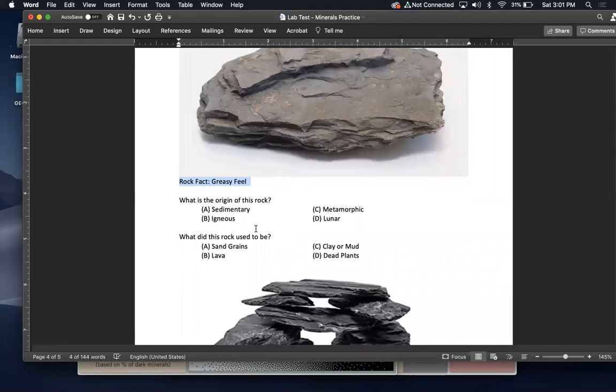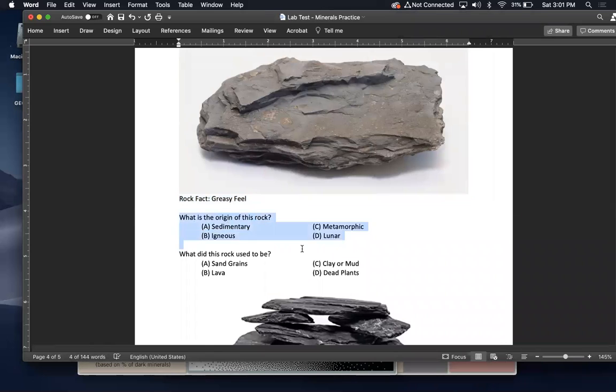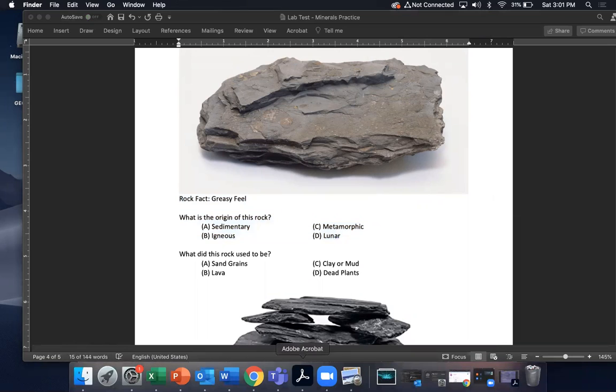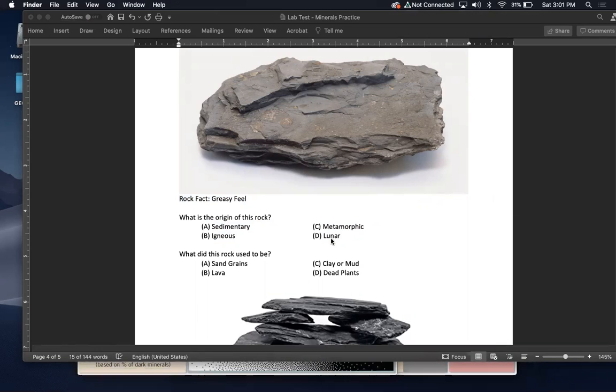And let's look at some of the other possible questions you might get. This is the most common question on the test, other than what is this rock called? This is, what is the origin of the rock? Well, that's the first thing we did, is we went around and tried to figure out whether it was sedimentary, igneous, or metamorphic. There are only three rock types. So when you see something like lunar, please don't pick that one. That's just there to distract you.